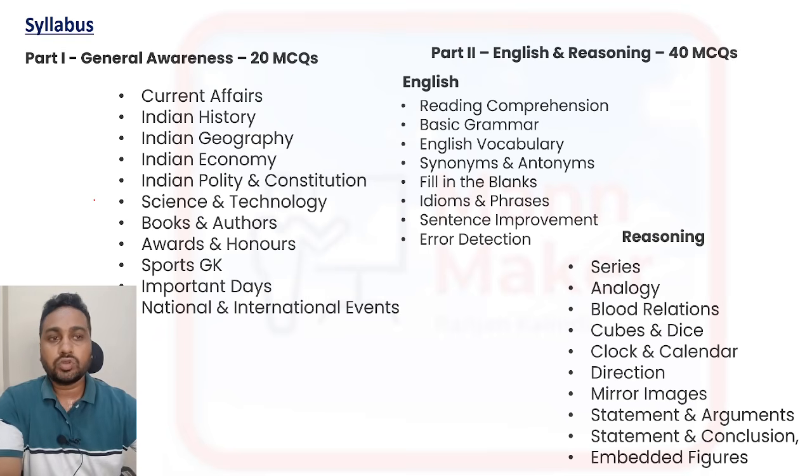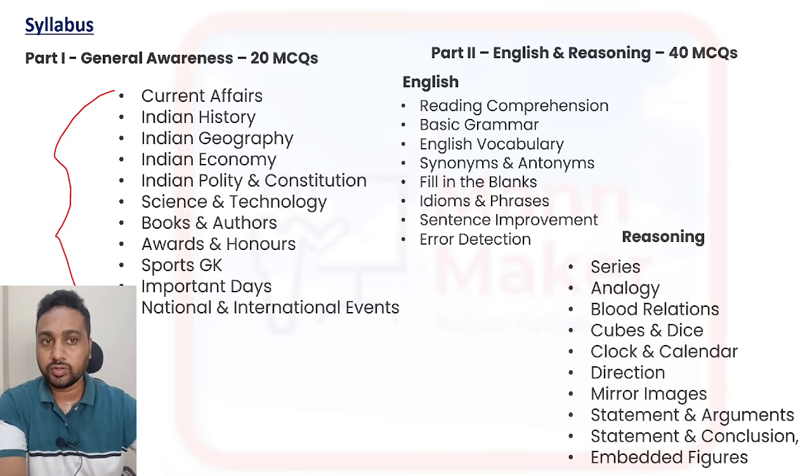Now, the syllabus. The syllabus is common for all, whatever branch you have. Part 1 has 20 MCQs from general awareness. They are going to ask questions from current affairs, Indian history GK, Indian geography GK, Indian economy GK, Indian polity and constitution, science and technology, books and authors, awards and honors, sports GK, important days, and national and international events. 20 questions come from this section.